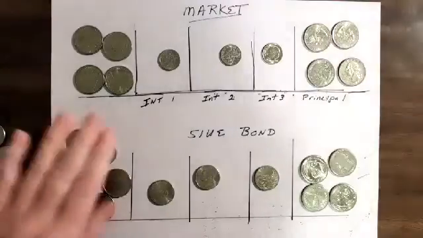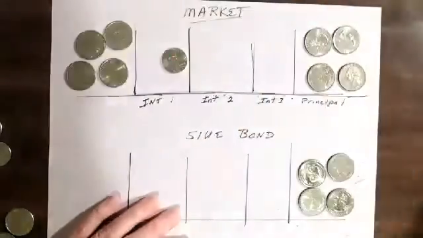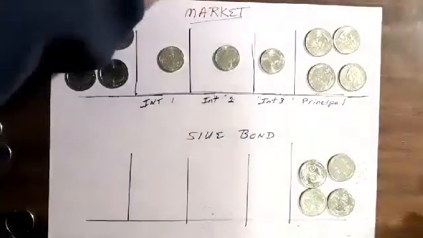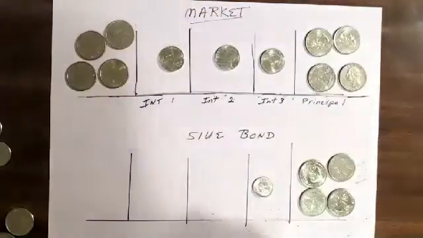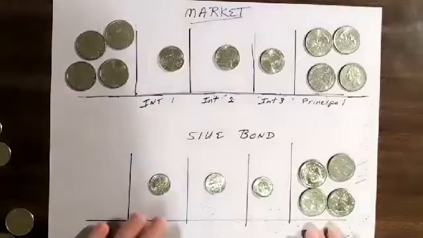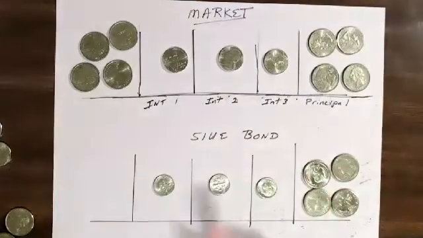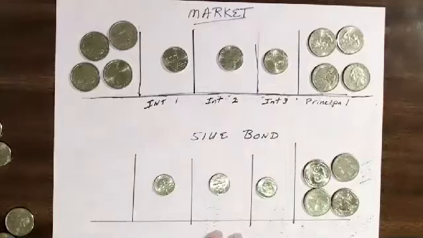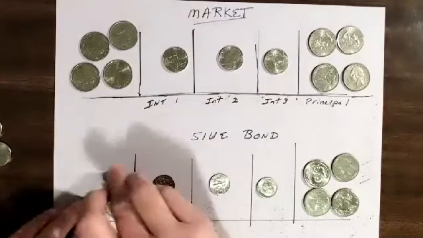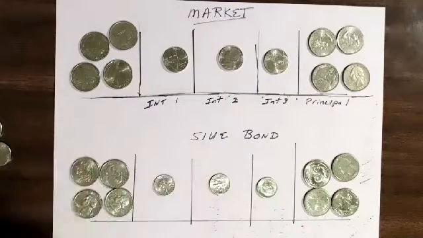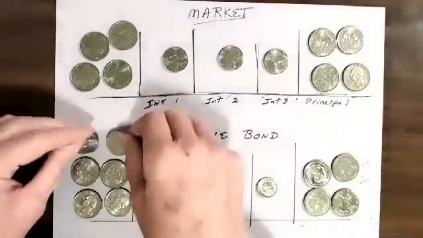Let's take this the other way. Say the market's only paying a nickel of interest, but SIUE thinks they're just smart and they're going to pay a premium. They're going to pay a dime. Everybody's going to look and say, well, I can get a nickel everywhere else, but SIUE's paying me a dime. The first person's going to say, ooh, I'll go ahead and pay you that.